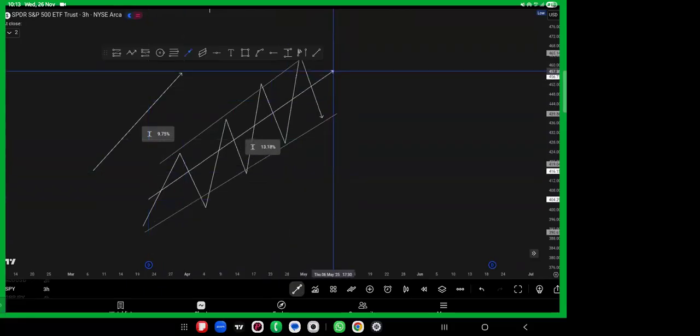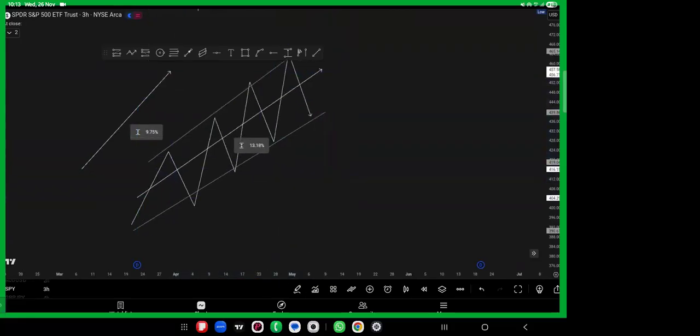Now, the same thing goes, or rather, the opposite goes for the supply trend, in which we will be seeing a sharp move to the downside. All right. So this is your supply trend.